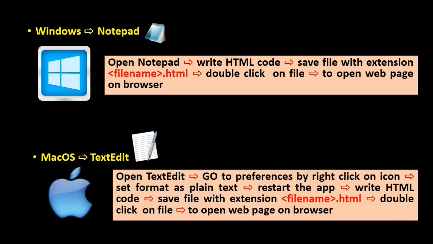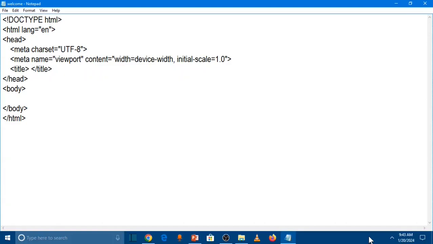Because I am using Windows 10, I will show the editing of text and running the HTML code with the help of Notepad. Now let us go to our desktop. This is the boilerplate code of HTML. Here we have the title tag inside the head tag, and whatever contents are written inside the body tag will be displayed on the browser. So first we will give the title of our web page. Let us write here welcome.